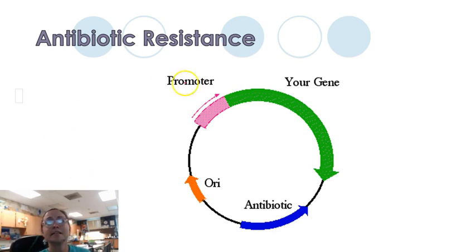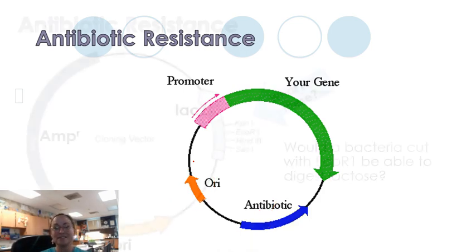If for some reason this section is disrupted, then this plasmid would no longer confer resistance. Now this orange section here is the origin of replication. This is where the plasmid starts when it is copied through DNA replication with helicase, DNA polymerase, ligase, etc. So that's just the origin of where replication starts. It's not really involved in working with your gene of interest.